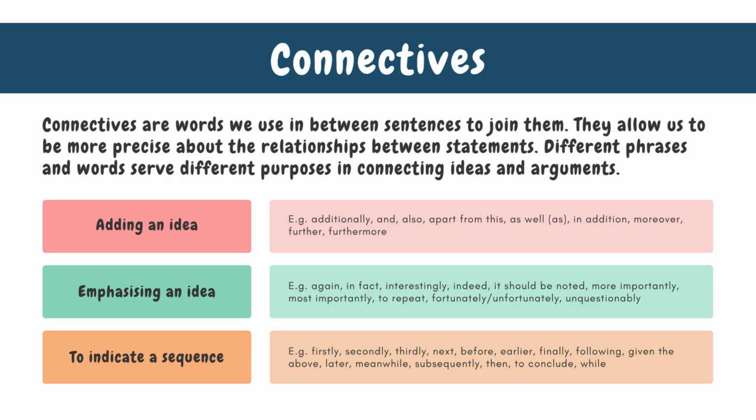Connectives. Connectives are words we use in between sentences to join them. They allow us to be more precise about the relationships between statements. Different phrases and words serve different purposes in connecting ideas and arguments. Adding an idea. For example, additionally, and also, apart from this, as well as, in addition, moreover, further, furthermore.